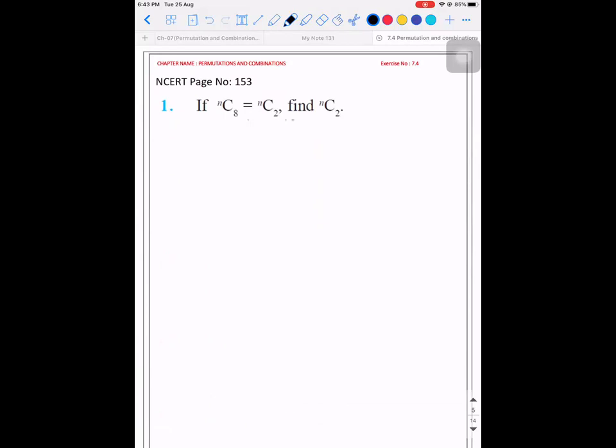Yes, sir. NC8 is equal to NC2. So n factorial by n minus 8 factorial into 8 factorial is equal to n factorial by n minus 2 factorial into 2 factorial. This and this will get cancelled. 1 divided by, out of n minus 8 and n minus 2, which is bigger? N minus 8. Oh, they're asking what is NC2. Okay, sir.